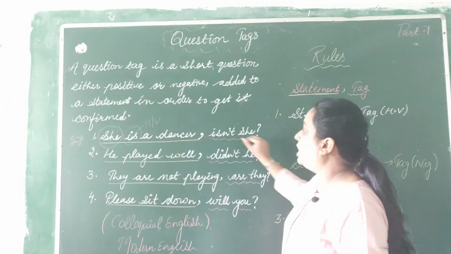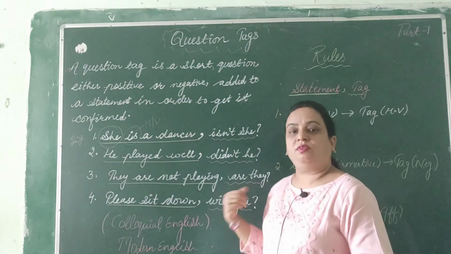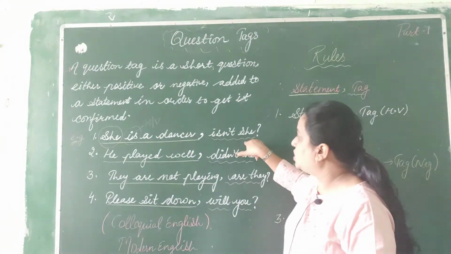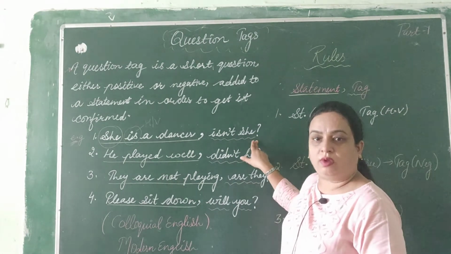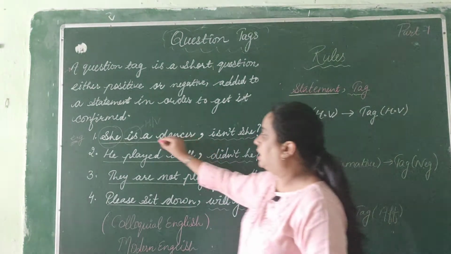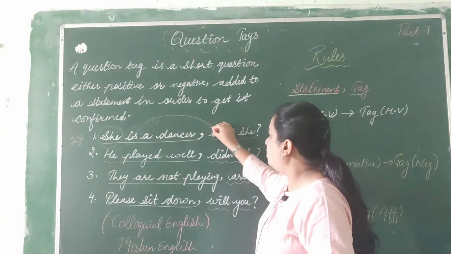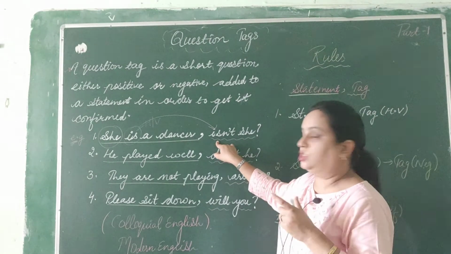Now check what I have done here. Isn't she? So some of the rules we will discuss here. So this isn't she is what? That is the question tag added to this, right? Isn't she? Now what is the role of this is here? Helping verb. So this helping verb we have to add right here, in the starting of the question tag.